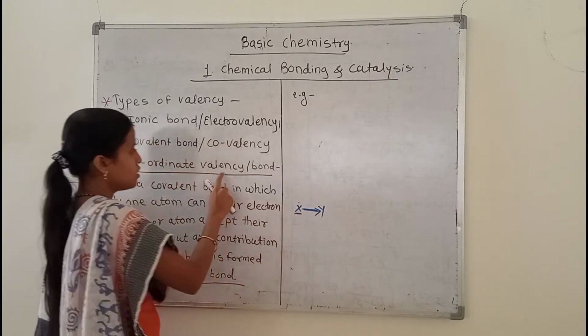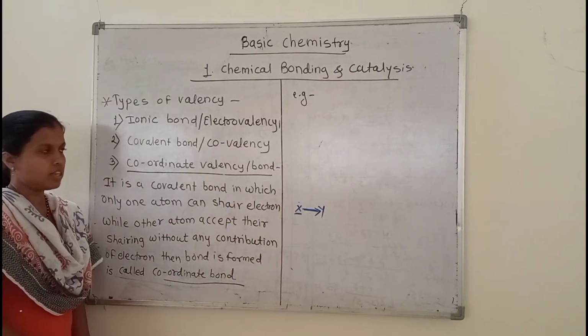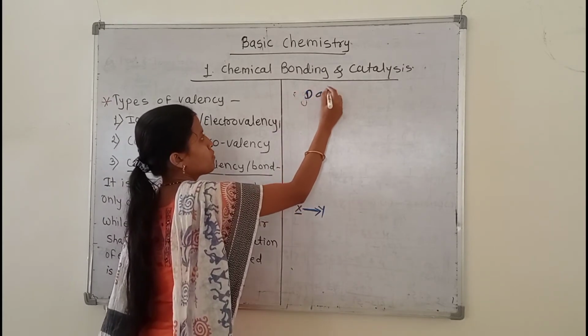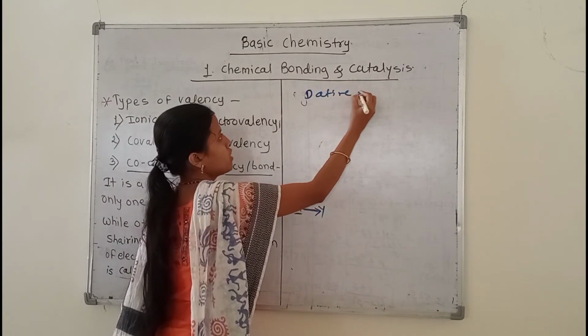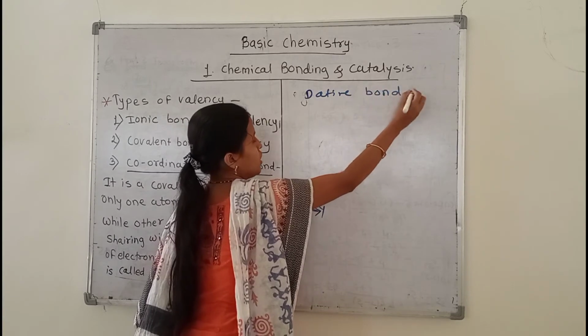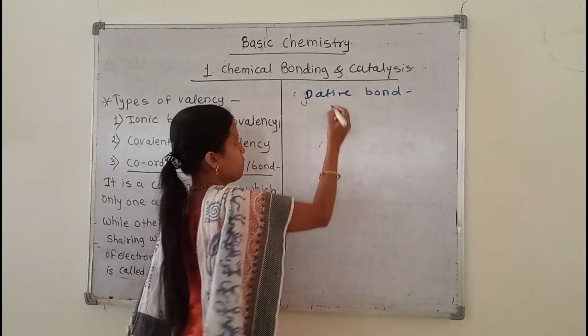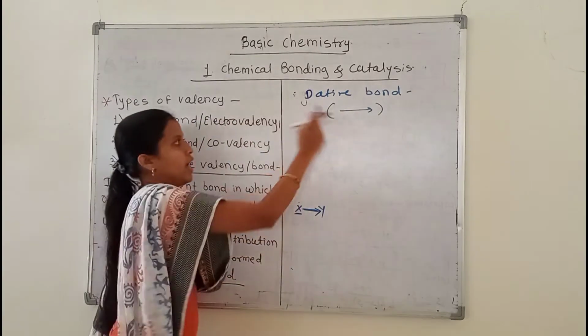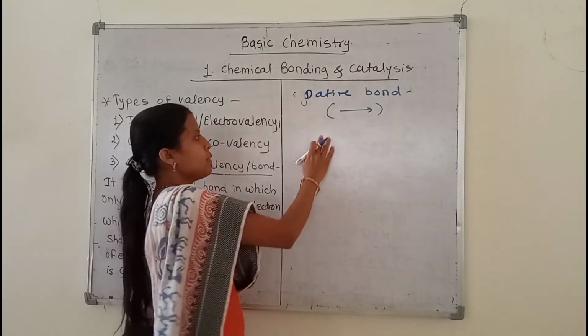This bond is called the coordinate bond or coordinate valency. It is also called the dative bond. The coordinate bond's other name is dative bond, and this bond is denoted by an arrow. Okay, let's see the examples.